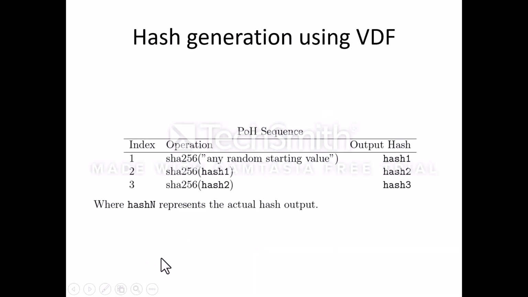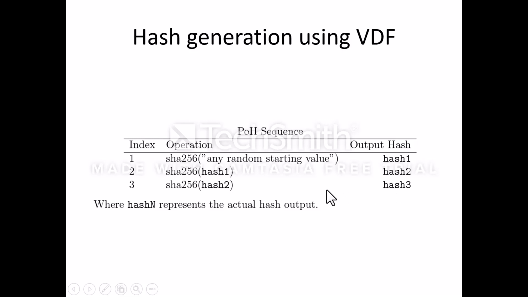So if you see here, we have an input that can be anything. It can be a random string or a transaction value. It will produce some hash 1. Then hash 1 will be an input along with some data or time also. Then it will generate hash 2. Then hash 2 will become an input and it will generate hash 3. So that is about VDF.